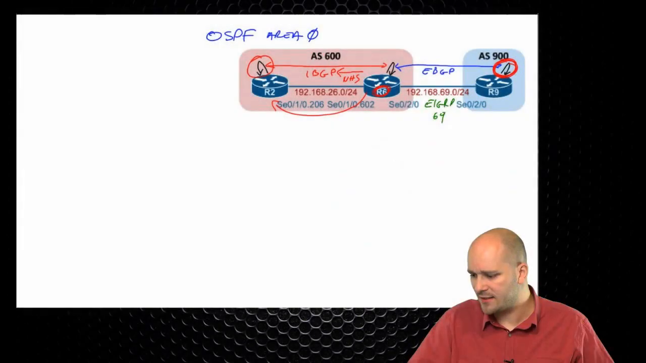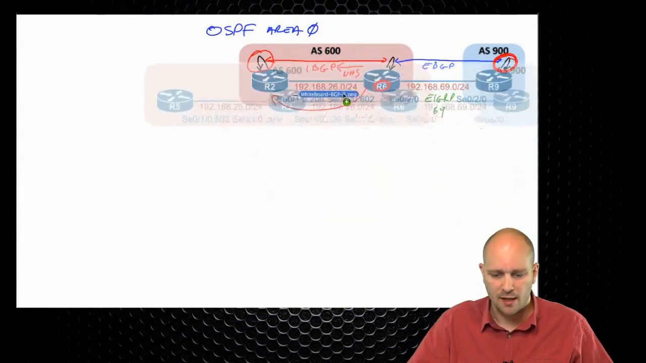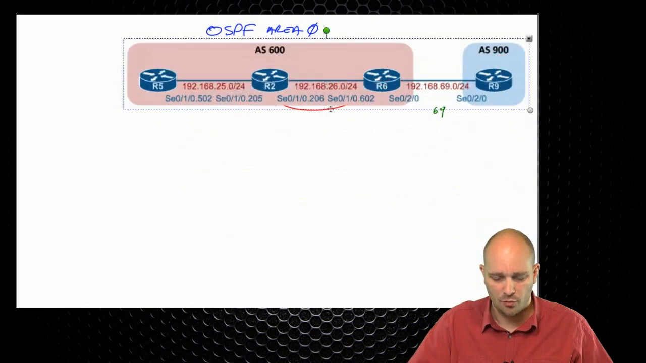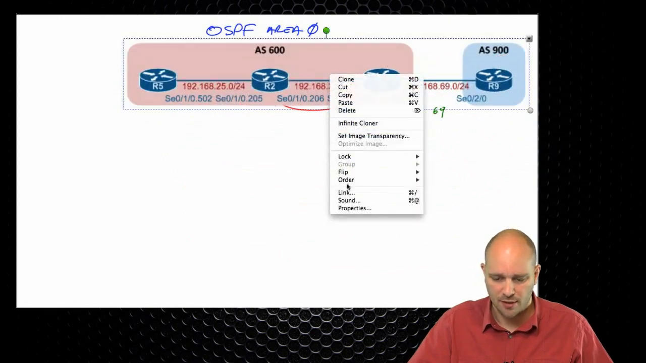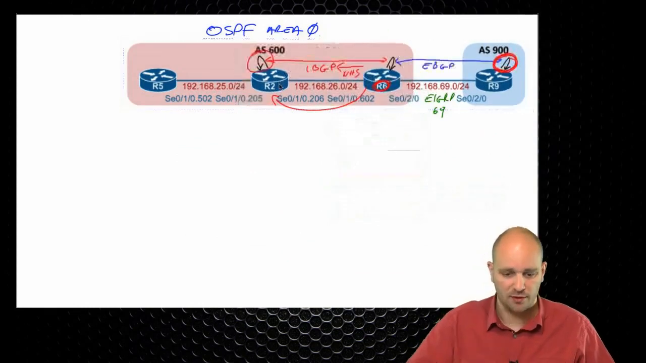What I'm going to do next is add another router here in my AS600. So this is going to be the network that I will be running now. So let's do that magic again. So this one goes away, thank you very much.